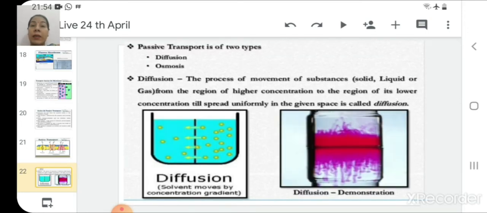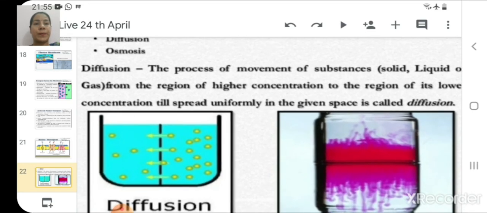Now again, when we are talking about passive transport, there are two types of it: diffusion and osmosis. In both these types of passive transport, molecules move from higher concentration to lower concentration, and this movement doesn't require any kind of energy. That is why this transport is called passive transport. So let us focus on diffusion.